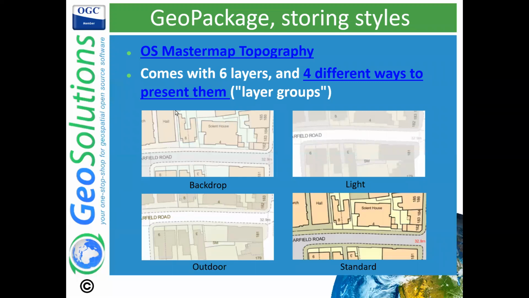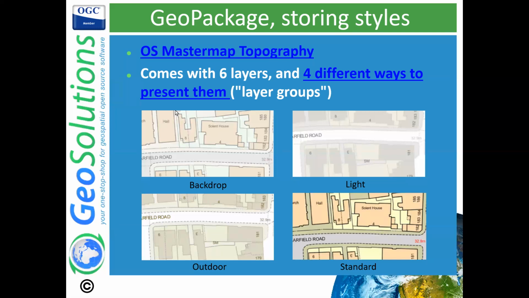Similar to metadata, it's interesting to have the styles to properly display the information. So here we have an example. The dataset is OS MasterMap Topography, a very large dataset that is commercially distributed by Ordnance Survey, covering the entire United Kingdom at a very high level of detail. The dataset comes with 6 layers, and there are 4 different ways to present them, let's say as layer groups of sorts. So you got the 6 layers, the proper stacking order, and the SLD styles that you can download from the Ordnance Survey GitHub repository, coordinated with each other, generating 4 different types of maps: the backdrop, light, outdoor, and standard renderings.